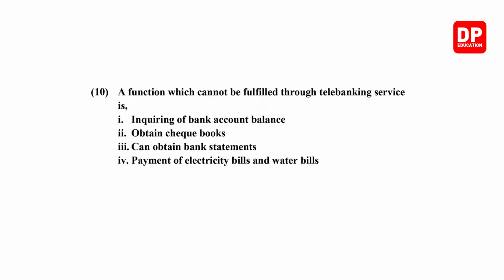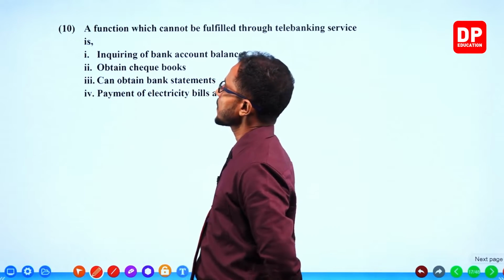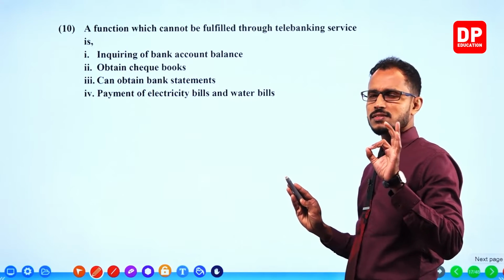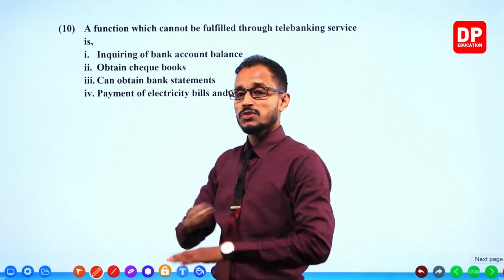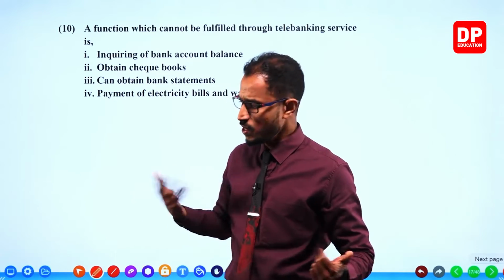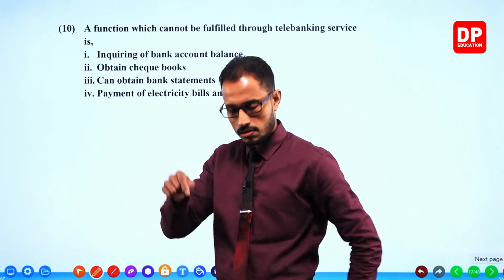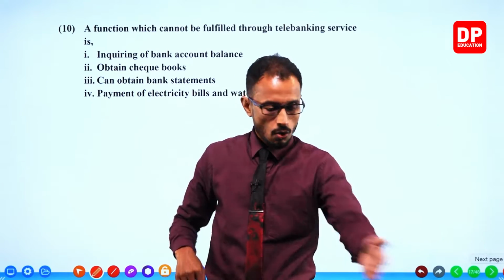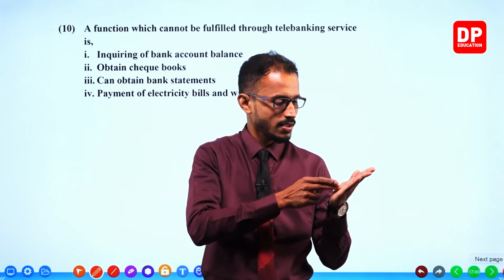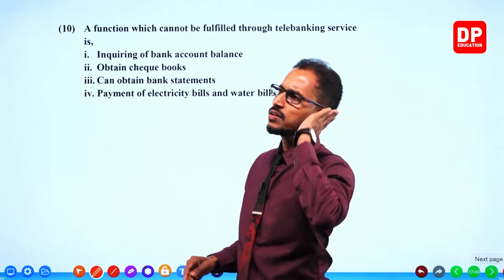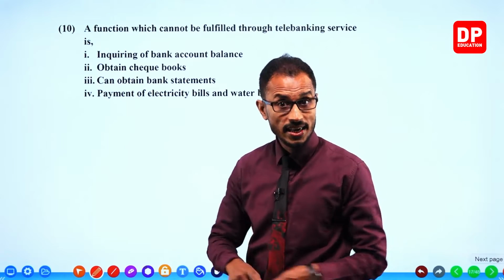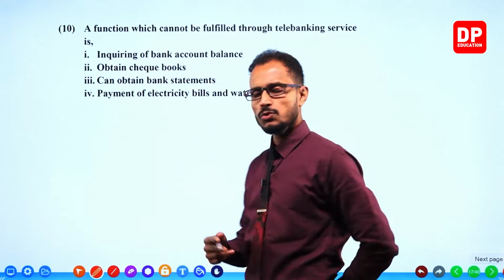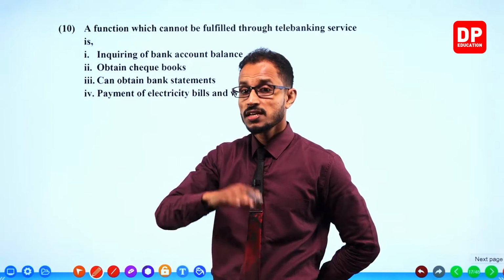A function which cannot be fulfilled through telebanking service. A function that you can do using telebanking service, but they're asking what cannot be done. What is telebanking? Everybody knows. You dial the number of the bank or your branch, using a landphone or your smartphone, and you get something done. That is telebanking. Now there are apps, of course, the banking apps. Something that you cannot do using those banking apps through your phone.